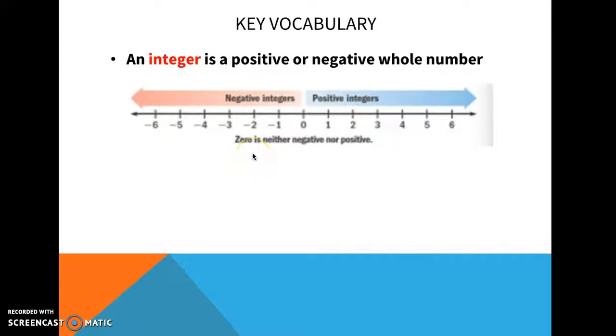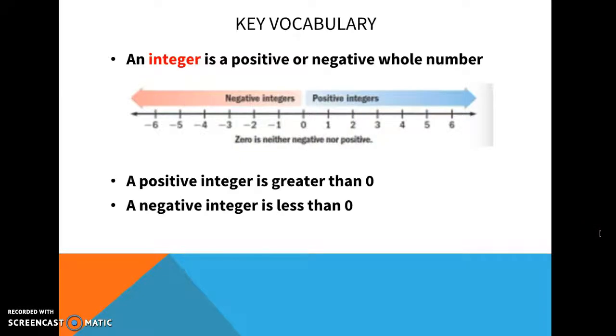0 is neither negative nor positive. It doesn't have a value, so it is just 0. A positive integer is greater than 0. A negative integer is less than 0, and again 0 is neither positive nor negative. So it's good to use a number line when ordering integers, and when we're adding and subtracting, it gives us a good visual so that we can understand exactly what our sum or difference is going to be.